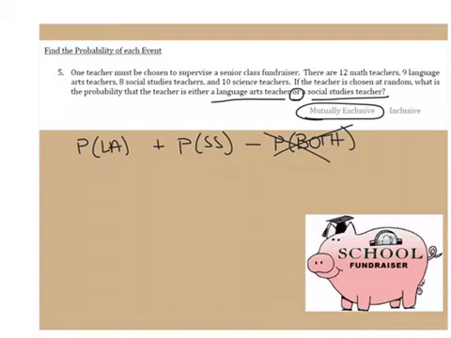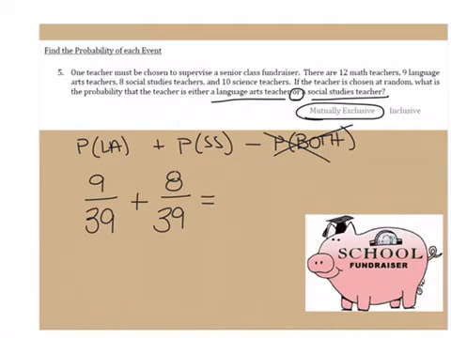So I know that I'm dealing with a mutually exclusive problem. So I'm just going to find the probability of a language arts teacher. Well, I have 9 language arts teachers, and then total, I would have 39 teachers. And I'm going to add the probability of a social studies teacher. So social studies teachers, I have 8 out of 39. And since we're not subtracting the both, I'm just going to do this problem here.